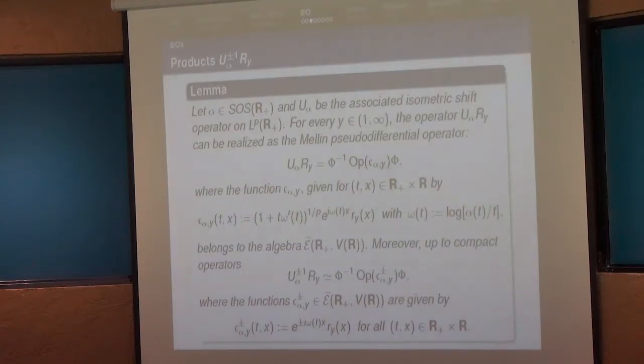But because omega is slow oscillating, this term tends to 0 when t tends to 0 or infinity. So actually, such a dependence is meant as the principal part of this product. Omega is given here. This symbol belongs to this algebra of symbols, and up to compact operators, we have the following. This operator is given by a Mellin pseudo-differential operator with a simple symbol of such form.